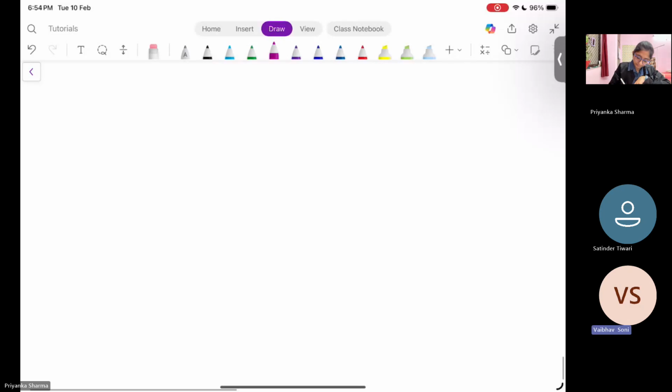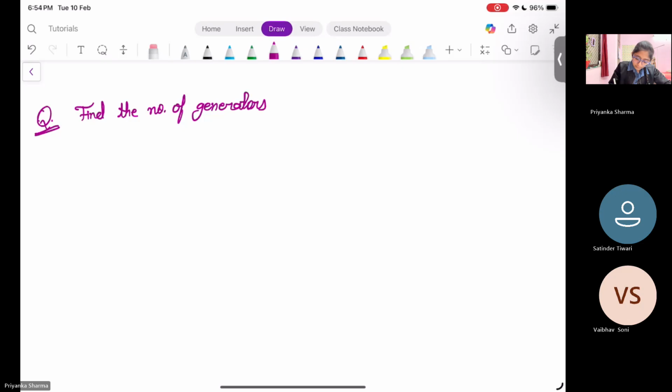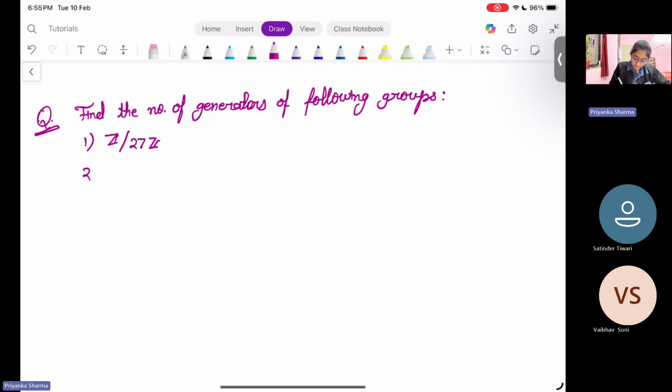Next question. We need to do some generators kind of thing also. Find the number of generators of the following groups. One is Z over 27Z. Second is Z over 40Z. And third is the units of Z over 10Z.